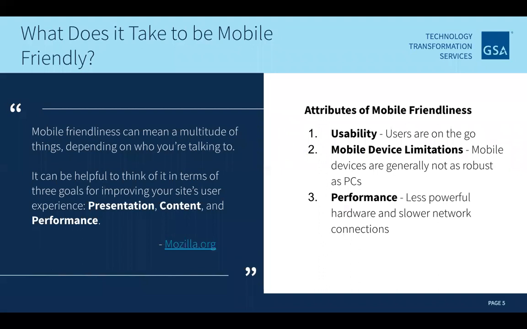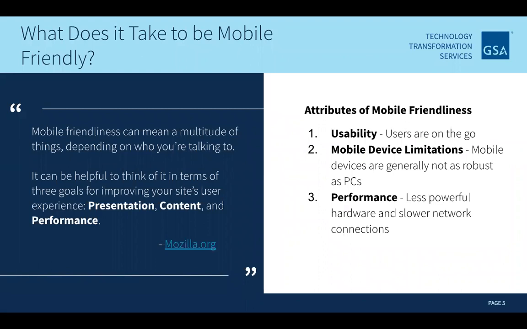So what does it take to be mobile friendly? Well, being mobile friendly is the intersection of many disciplines, and we'll see in a minute. Here are some of the different examples. We can see right here on the left side, the mozilla.org. They say the important things to consider are presentation, content, and performance. And that's good. We don't disagree with that. But on the right side, these are our thoughts.